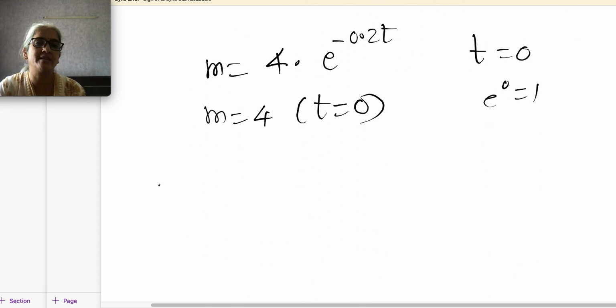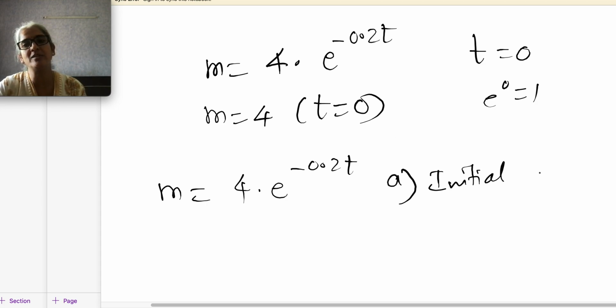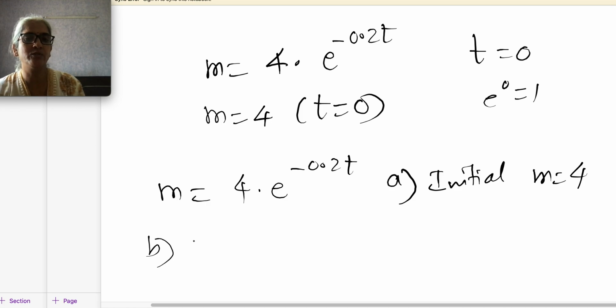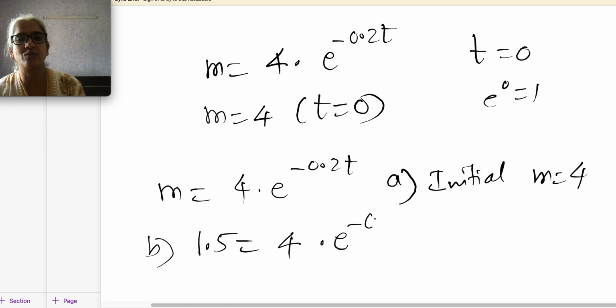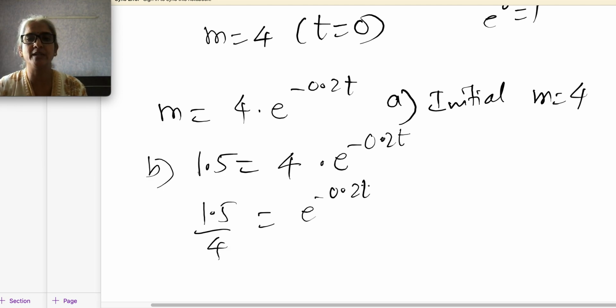Okay, let's go back and see. m is 4 e raised to minus 0.2 t. Have we answered part A already? What is the initial mass? Yes, all we have to do was substitute t as 0, and we did talk about it. When will it reduce to, or how long will it take to reduce it to 1.5 kg? So 1.5 is 4 times e raised to minus 0.2 t. 1.5 divided by 4 is e raised to minus 0.2 t.